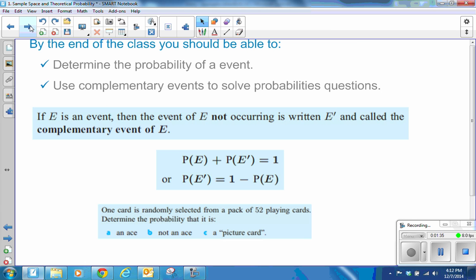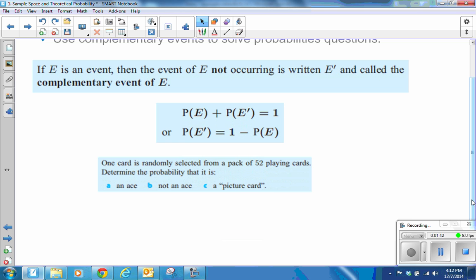Okay, second part. Use complementary events to solve probability questions. A complementary event is defined as follows: if E is an event, then the event of E not occurring is written as E' and called the complementary event of E. The event plus the complementary event should be 1, because probability cannot add up to more than 1. And we'll see this in the next example.